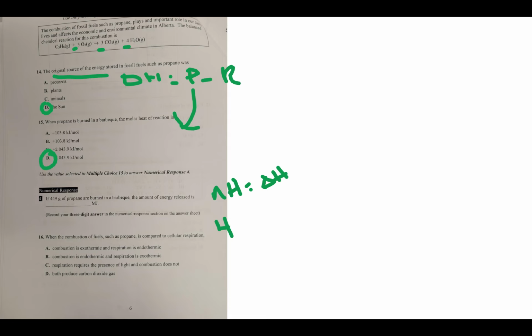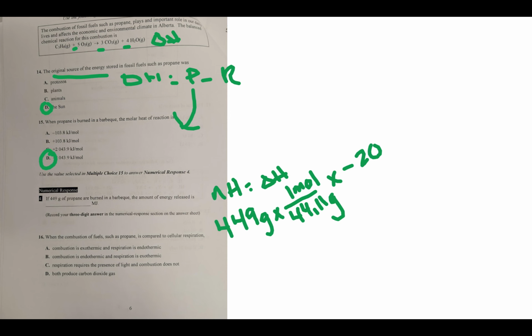So first we want to turn our 449 grams into moles by getting 1 mole of propane, which equals 44.11 grams. Then you want to multiply it by the delta H of the reaction. And the delta H of this reaction is what's calculated in number 15. So I'm going to go ahead and fill that in. Negative 2,043.9 kilojoules. And this is per 1 mole because only 1 mole is being combusted in this reaction.